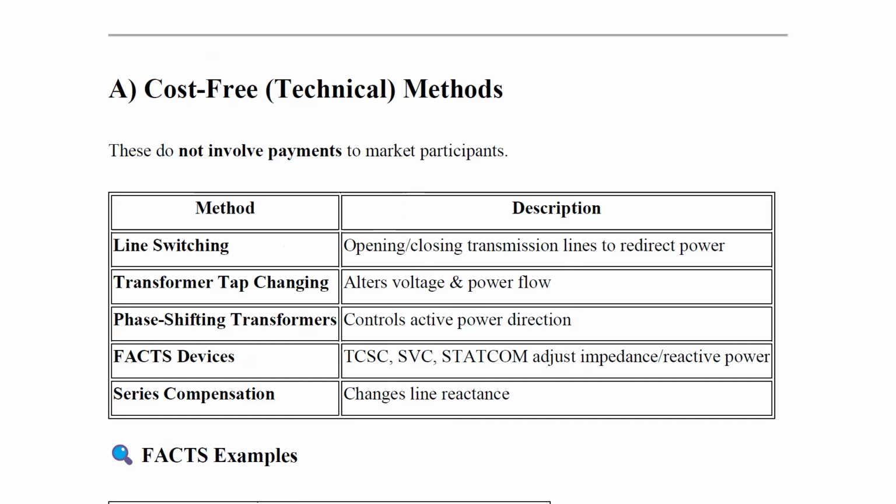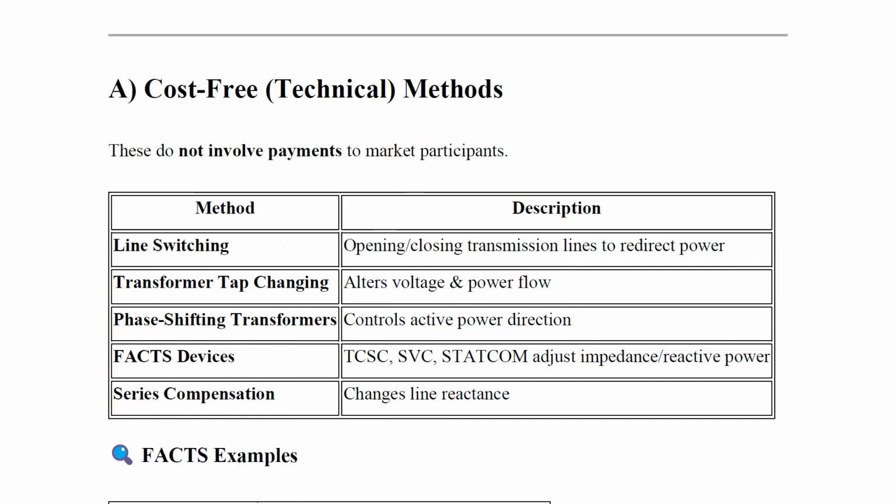Suppose there is a sudden increase in the power in that particular transmission line. We have to redirect the power to some other transmission line, so you can avoid this congestion.